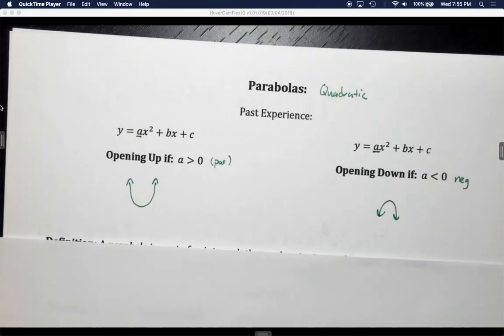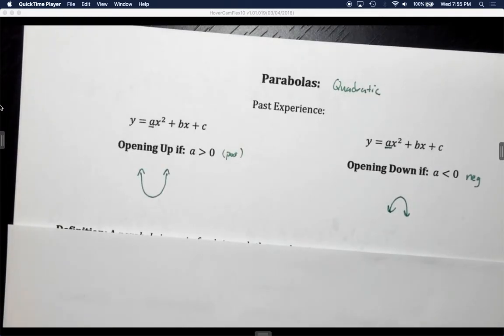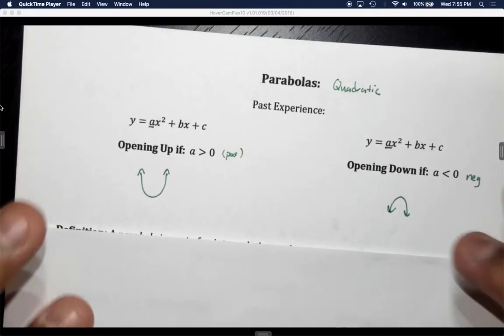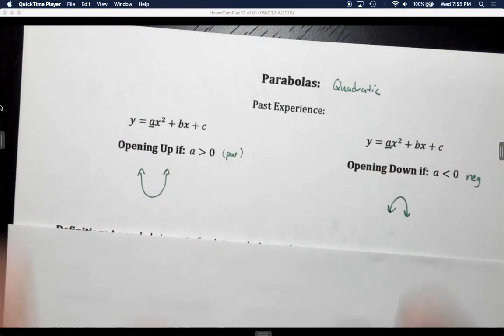So that is what you guys spent, I believe, at the end of first semester doing, and a little bit of second semester as well. So you guys are familiar with quadratics. We're going to dive in deeper. We're going to take a break from this and just start from the beginning. A definition of what is a parabola.